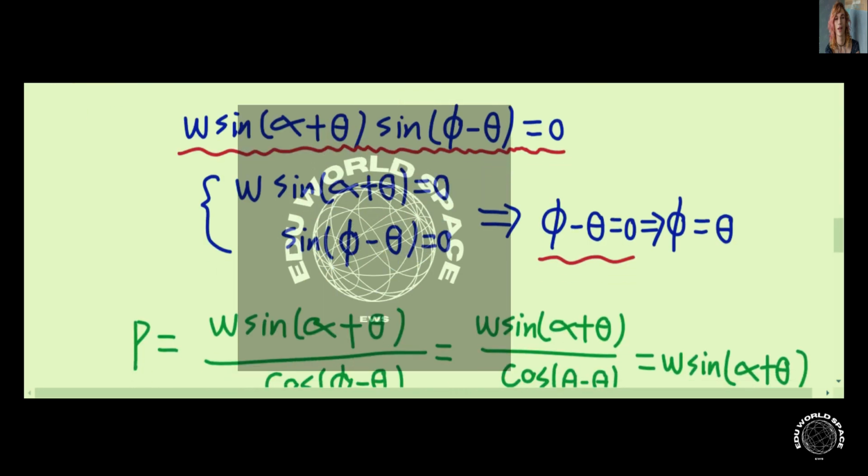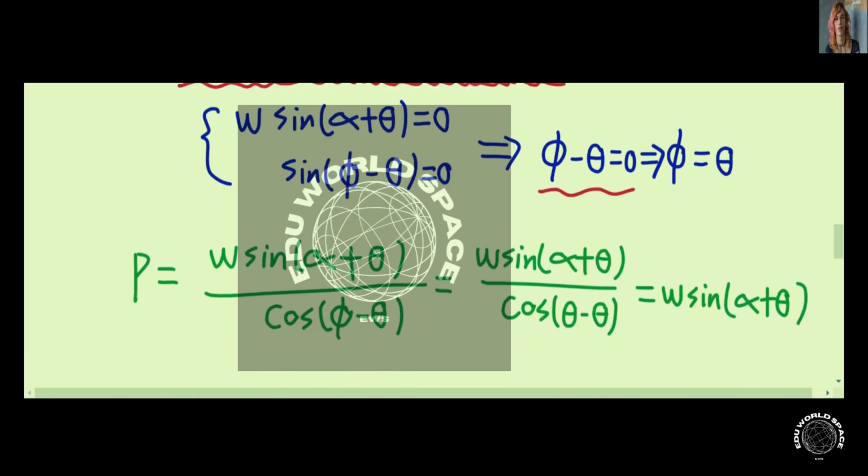So now, in order to determine the corresponding force P, we just simply use angle phi to substitute for angle theta. So we have P is equal to W sine alpha plus theta over cosine theta minus theta. And this term here is equal to cosine 0, which is equal to 1. Therefore, eventually, we'll have the force P is equal to W sine alpha plus theta. And this is the answer for this question.